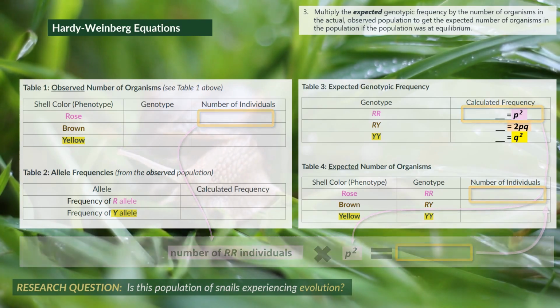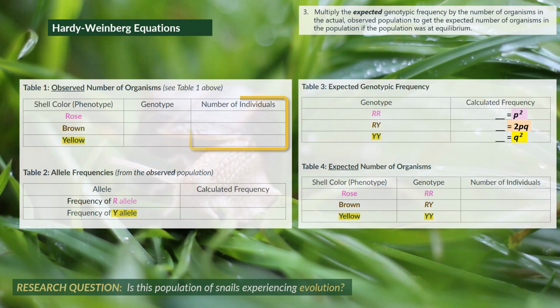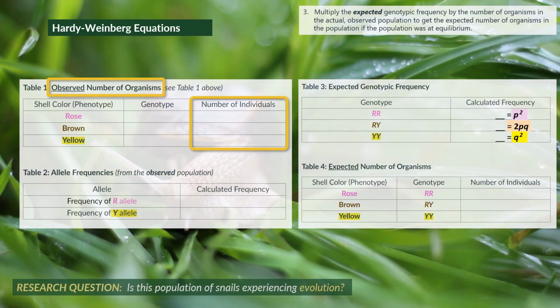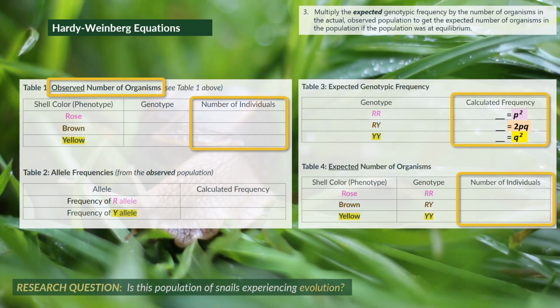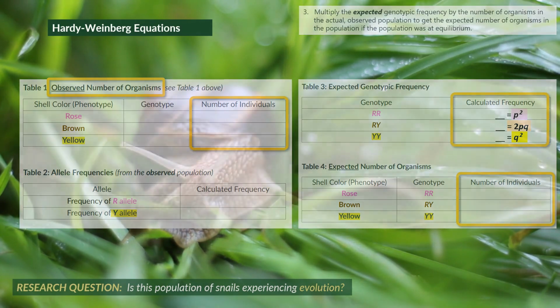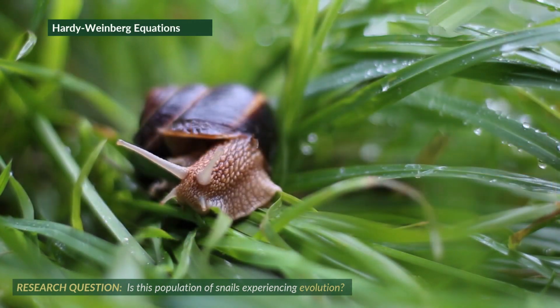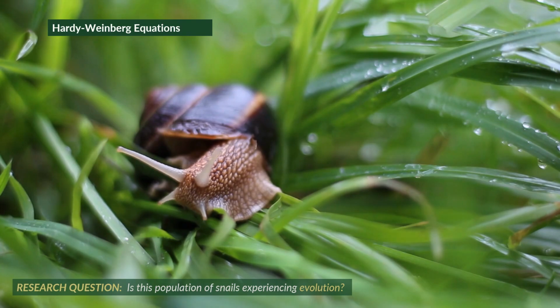And then you're going to go back and double check that you have already recorded the number of organisms in your actual population with each genotype. These are your observed values, because these are the numbers of each genotype that you actually observed in the population, all right? This is in stark contrast to the expected number of organisms, which we calculated using our expected genotypic frequencies. Make sense?